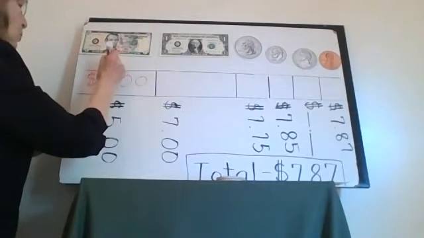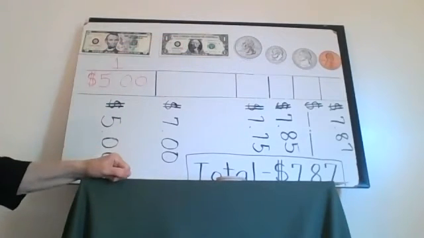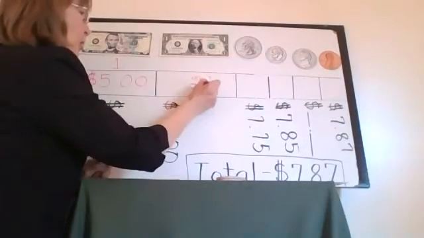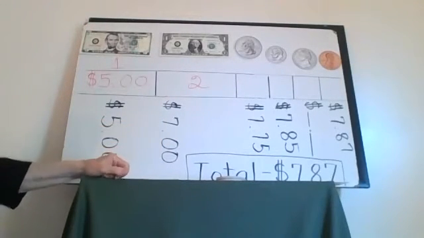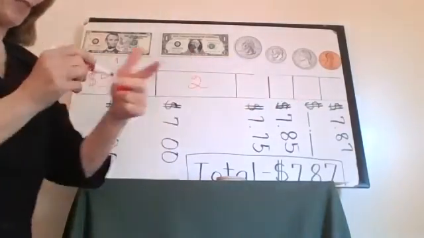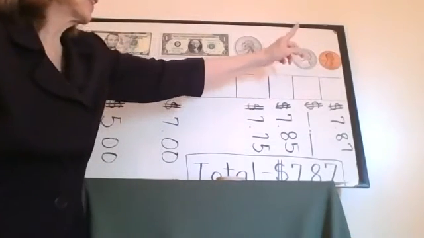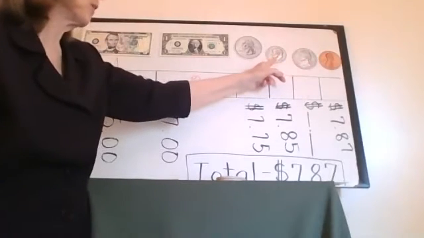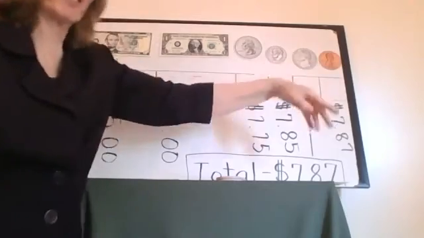Okay, well, we needed 1 $5 bill, right? How many of these $1 bills do we need? 5 plus 2 equals 7. So we need 2 $1 bills. Okay? You agree? Now we have to get down here to the coins. We have to think in cents. Here's a penny. It takes how many pennies for a quarter? 25 pennies. How many pennies for a dime? 10 pennies. And how many for a nickel? 5 pennies. And how many for a penny? 1.